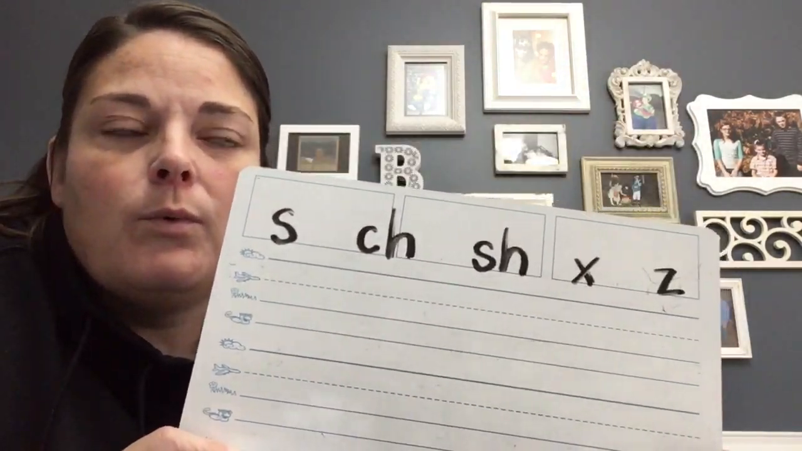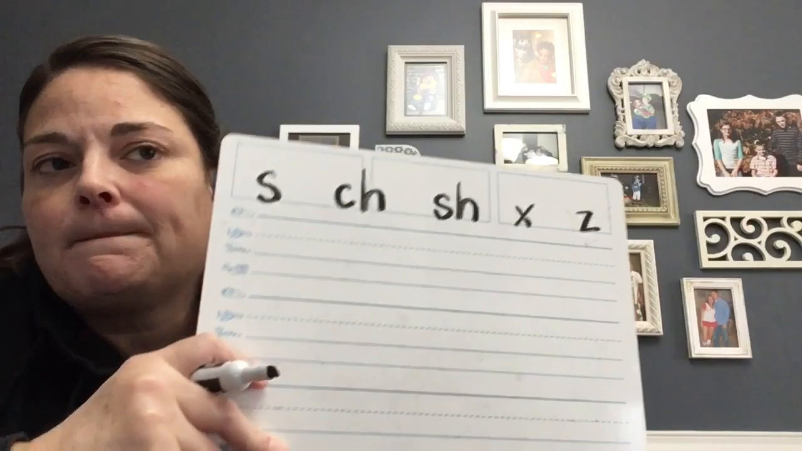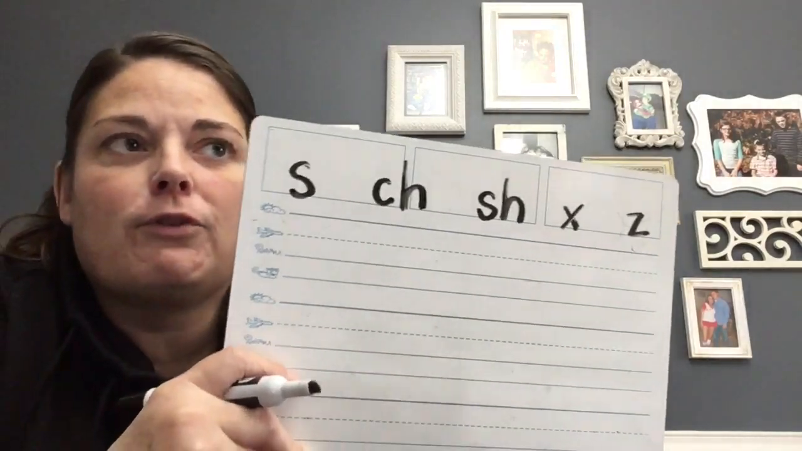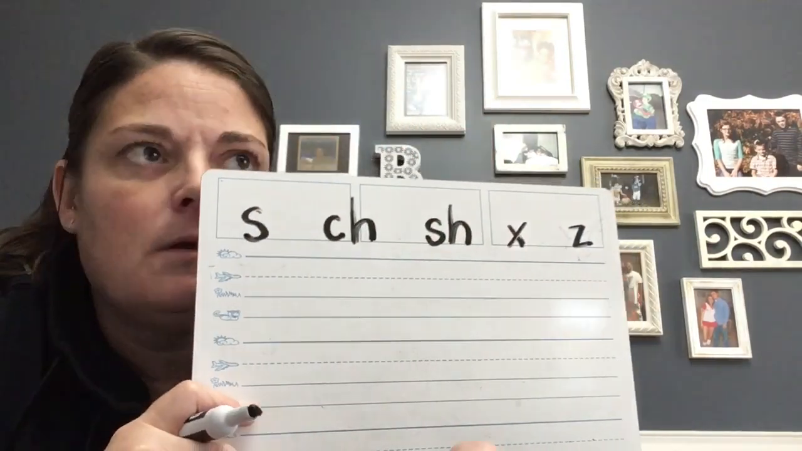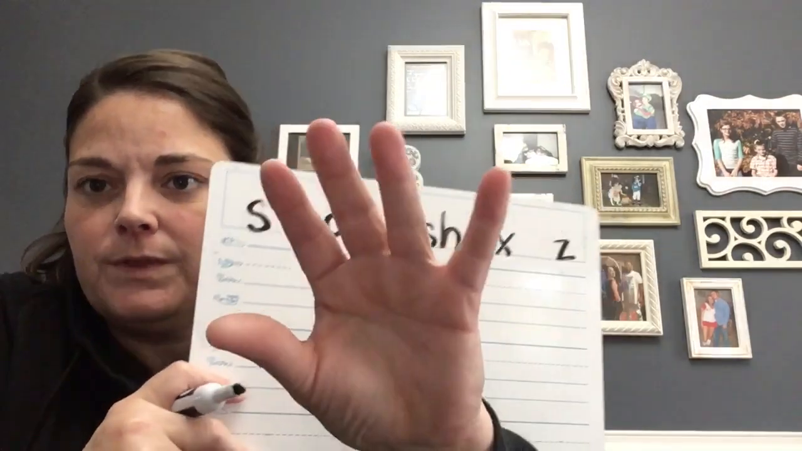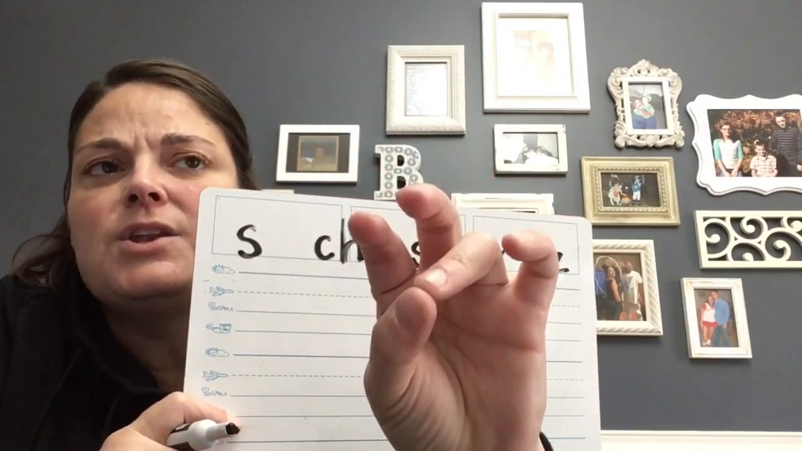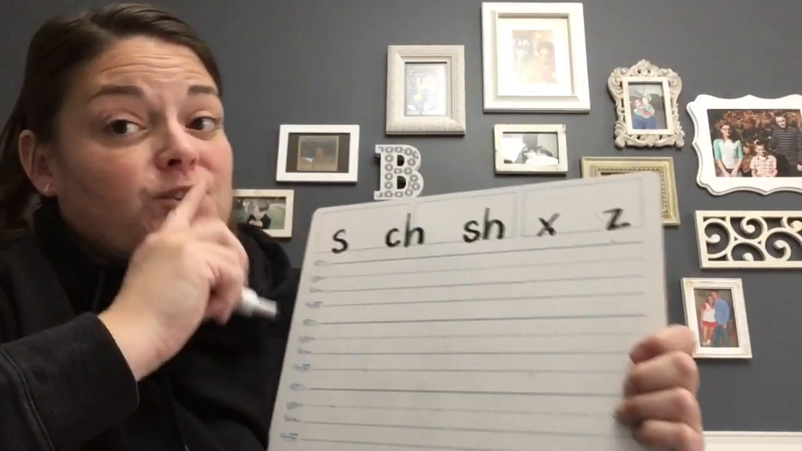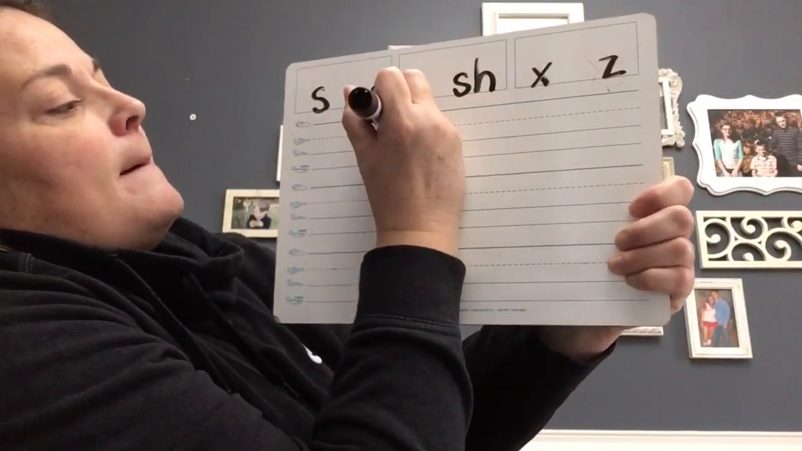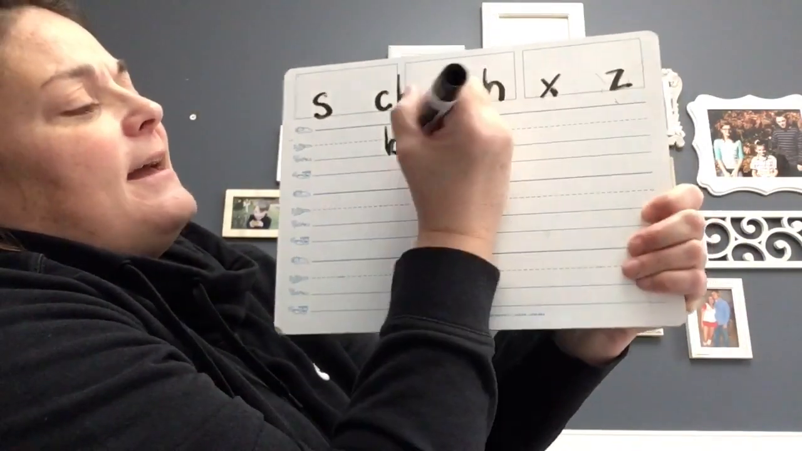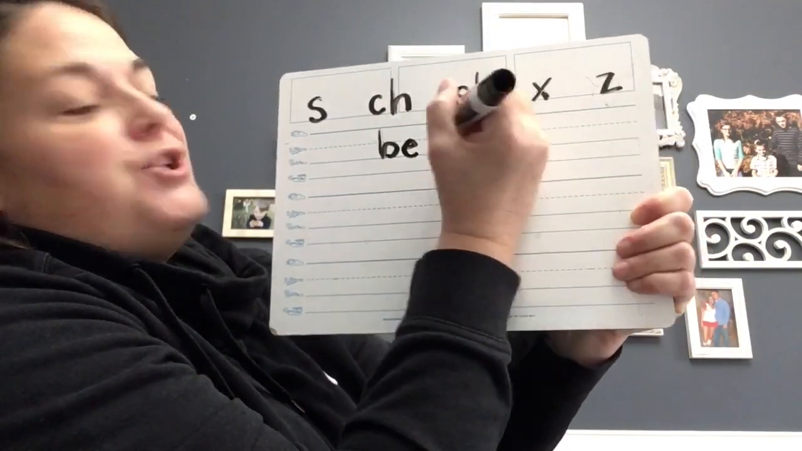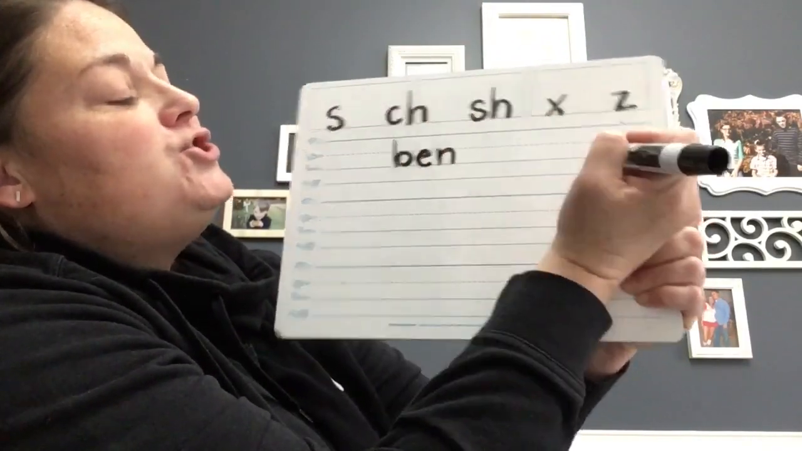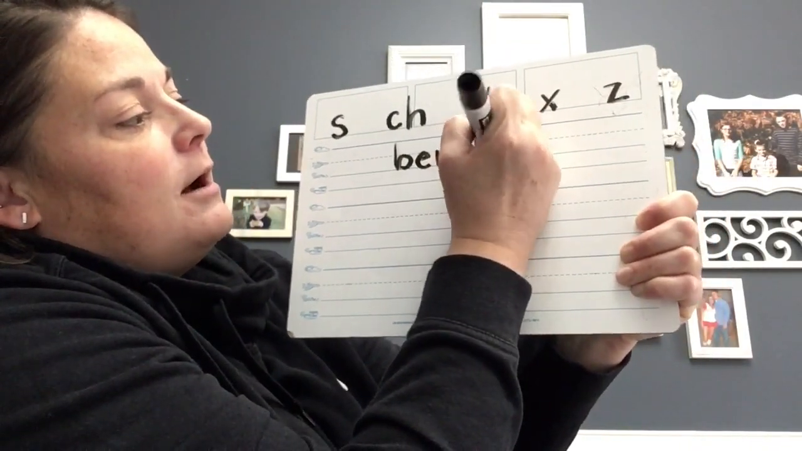Let's build the word benches. They're building benches all over the park. Benches. What do we tap? Bench. B. E. N. Ch. Bench. There's 4 sounds there. Bench. Do you hear it? Okay, I hope so. B. E. Bench. All right. I know, I got it.